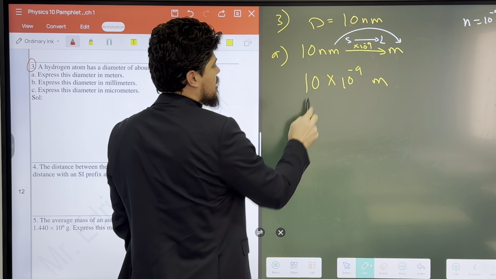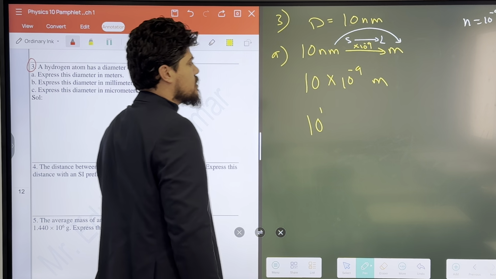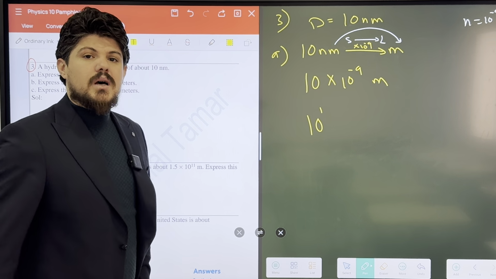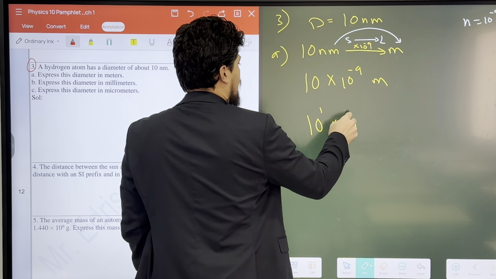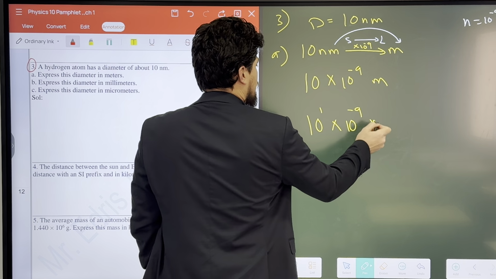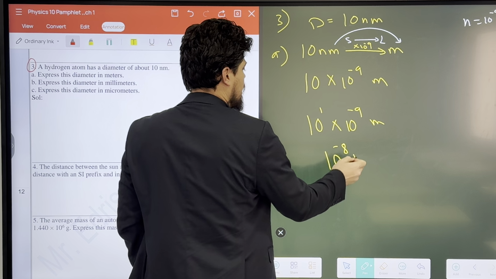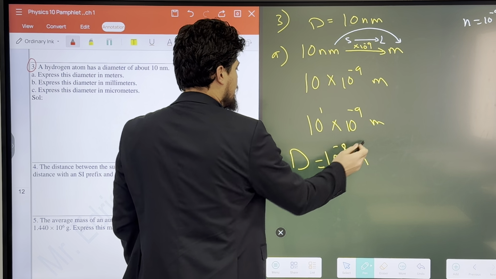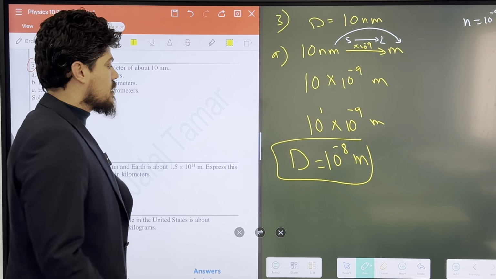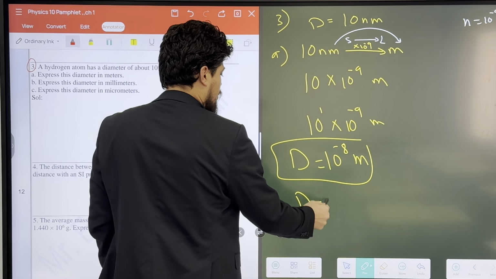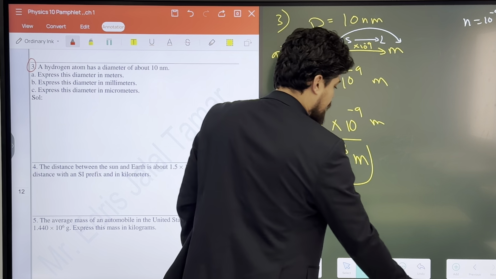Can we simplify this? Yes. The 10 is equal to what? This is 10 power 1, but it is not written here; there is already a power of 1 above this 10. Times 10 power negative 9 meter. 10 power 1 times 10 power negative 9 is equal to what? 10 power negative 8 meter. So the diameter after simplified is equal to 10 power negative 8 meter. Or sometimes you can write diameter is equal to 1 times 10 power negative 8. It doesn't matter, okay? It's the same thing.